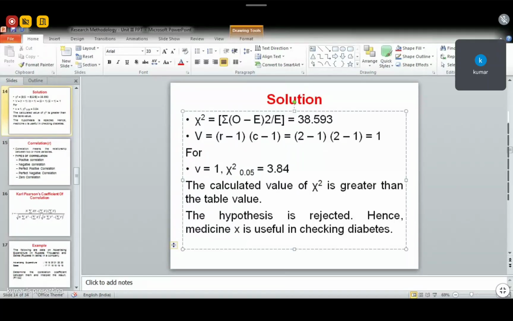Just a minute. Sir, can you repeat once more? Which one, sir? The whole of the problem. First, you start with the null hypothesis. The null hypothesis for this problem is medicine X is not useful in checking diabetes. Note down this. Medicine X is not useful in checking diabetes. That is the null hypothesis.